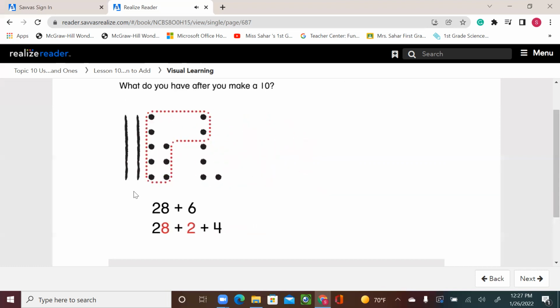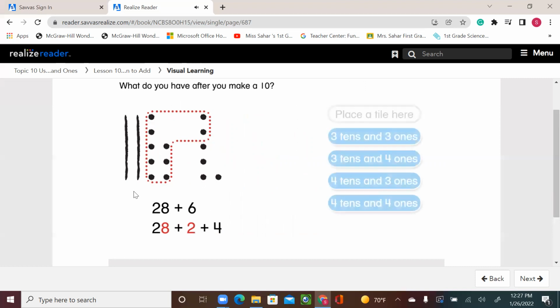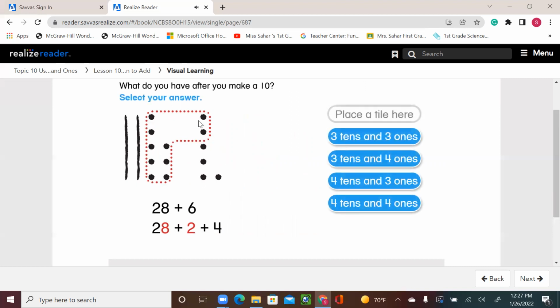What do you have after you make a 10? Select your answer. Remember, I used 2 to make a 10. Now I have 4 ones. So what do we have? 1, 2, another 10, that's the third 10. So 3 tens and 4 ones. So we're looking for 3 tens and 4 ones.